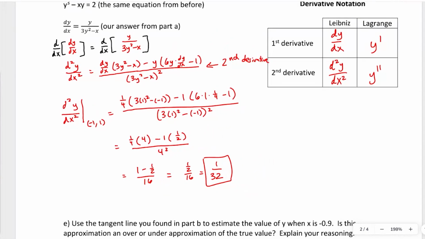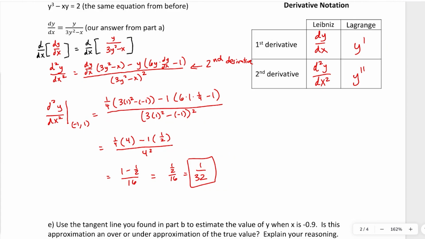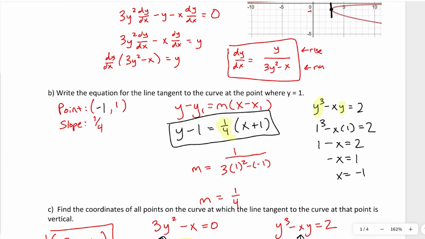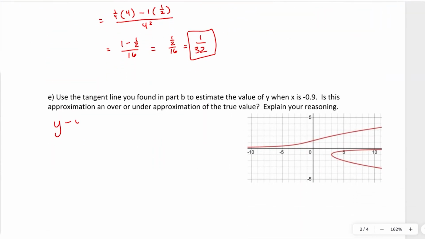Okay, so we really haven't talked about tangent line approximations yet. Yeah, we're halfway through the notes here, and we haven't even gotten started. So here's where it all comes together: we want to use the tangent line that we found in part B. Okay, so let's rewrite that. y minus 1 equals 1/4 times x plus 1 to estimate the value when x is negative 0.9.